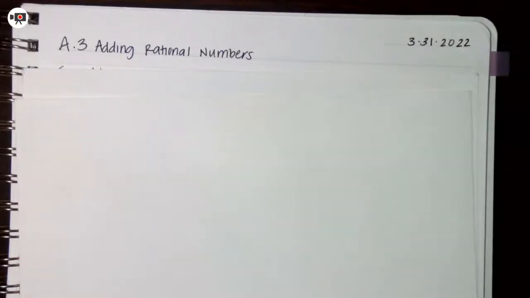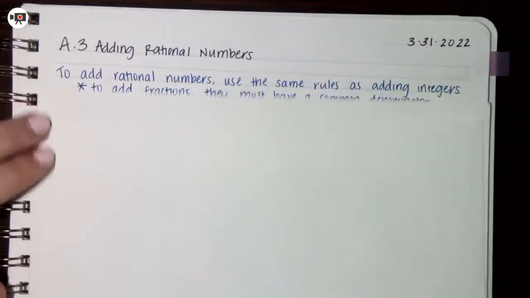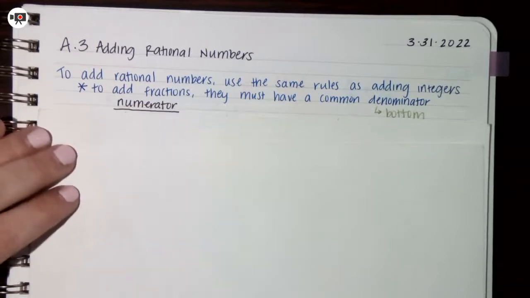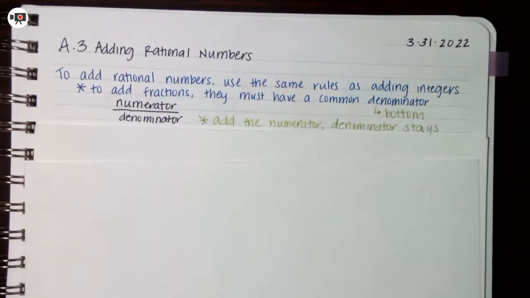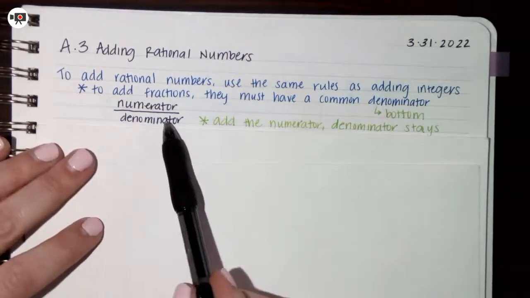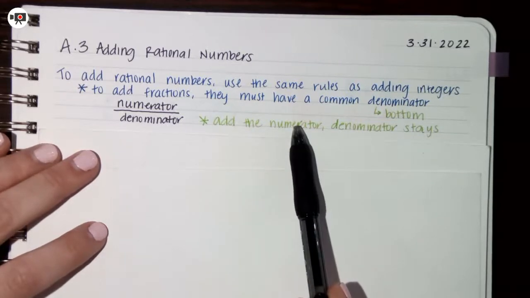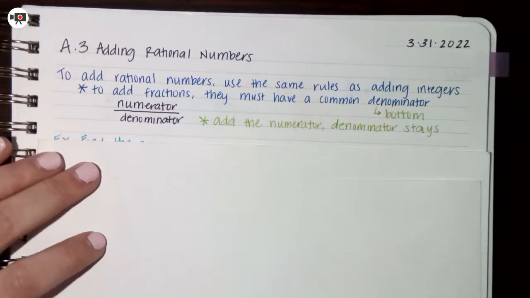This is A.3, adding rational numbers. To add rational numbers, use the same rules as adding integers. And to add fractions, they must have a common denominator. So we have numerator over denominator, and the denominator is the bottom of the fraction. So you're going to add the numerators together, and the denominator stays the same.